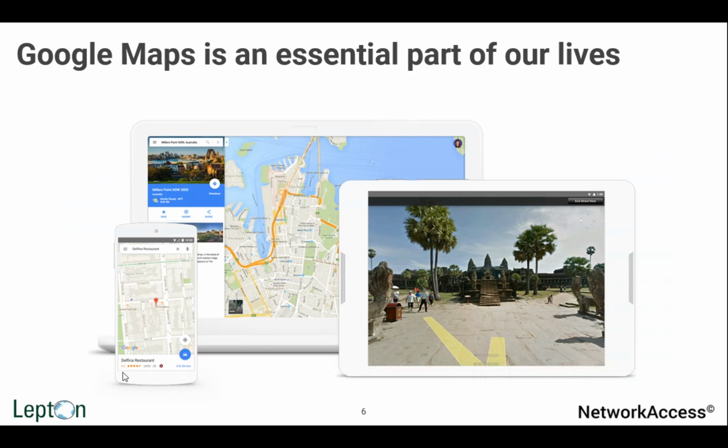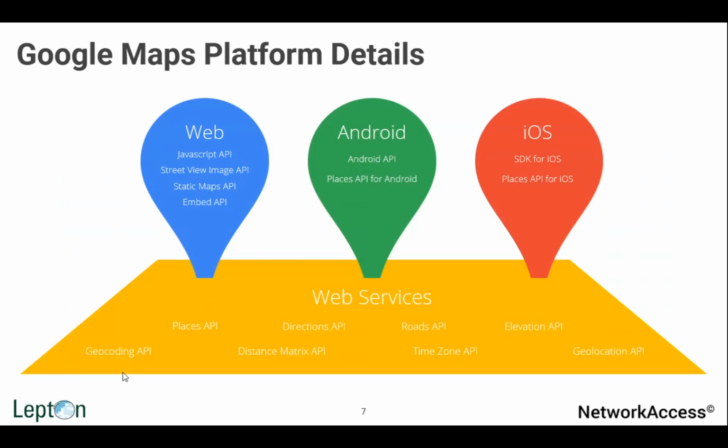So, because of all the advantages Google Maps provides, Lepton has made a conscious decision to use Google Maps as the base for our network access portfolio that is addressing the plan and build use cases. So apart from the maps, the satellite imagery and the street views, Google Maps platform is a lot more than that. It's a big platform in itself, and it provides lots of web services, which are at the bottom.